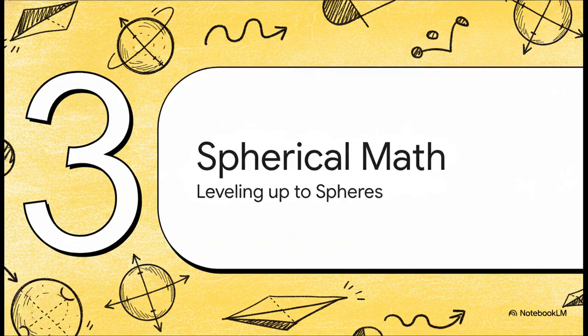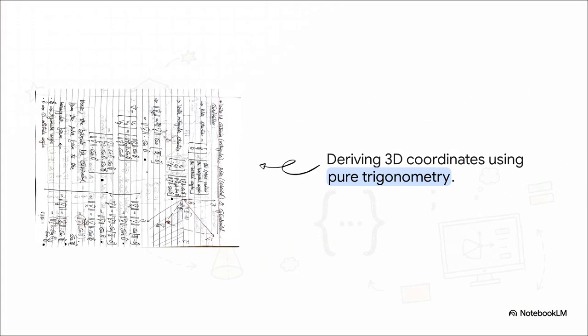All right, section 3, spherical coordinate math. We're leveling up to spheres now. It is honestly so fascinating to see the raw trigonometry doing the heavy lifting here. We're looking at exactly how a sphere's total radius, the magnitude of the vector, which is denoted by those parallel bars around the v, interacts with our 2 angles, theta and phi.